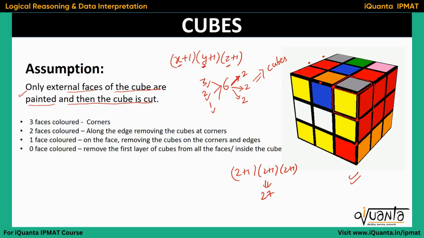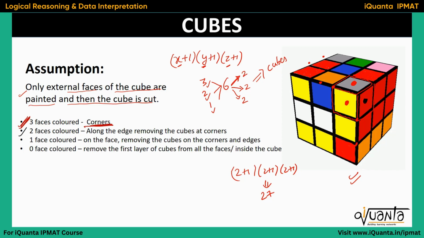Now in the cubes present at the corners, we can see that there are 3 faces painted. This one and this face. So cubes with 3 colored faces are present at the corners. So all the cubes that will be present at the corners will have 3 faces colored. So we have covered all the cubes at the corners.